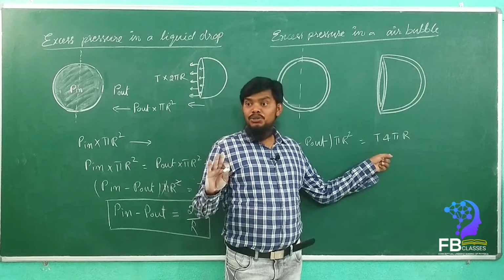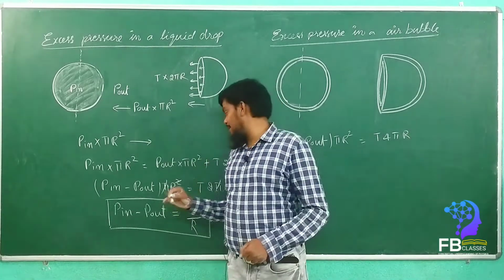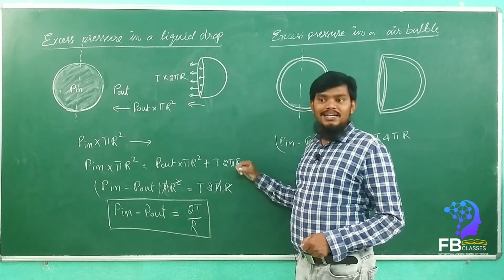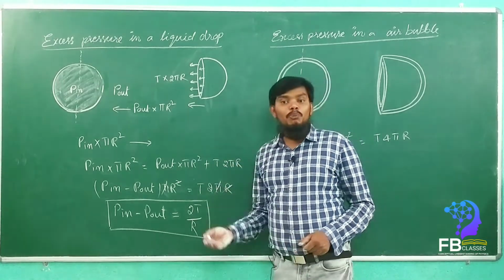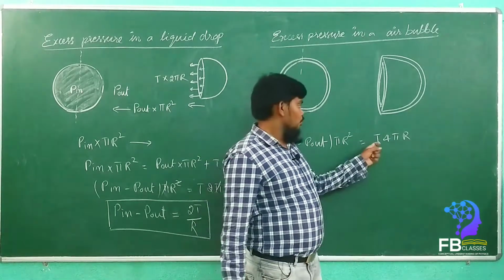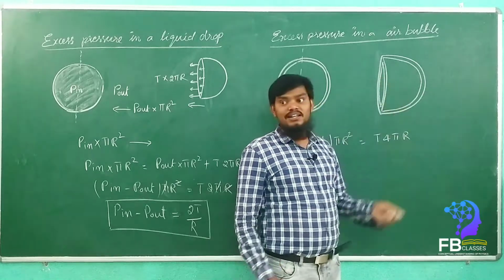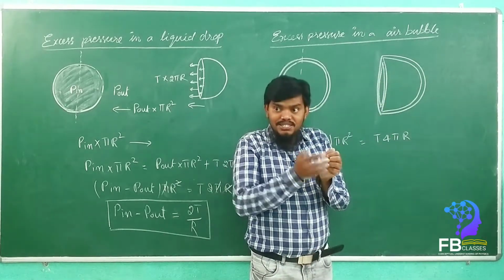Because two surfaces are there, two lengths are there. Got it? One length is 2 pi r, another length is 2 pi r. Total is 4 pi r. T into 4 pi r. Are you getting my point? T 2 pi r plus T 2 pi r, because two surfaces are there. Inside one surface and outside one surface.